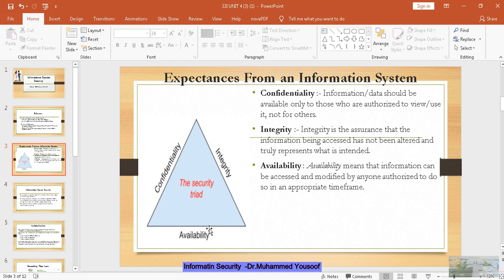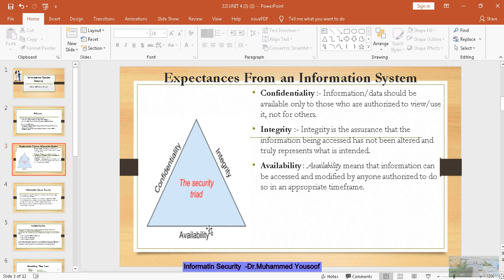In confidentiality, the information or the data should be available only to those who are authorized. For example, if I am an account holder in a bank, I should be able to access my data. Anybody who is not related to the bank and who does not need to know the information should not be able to gain access to that information. So that is called confidentiality.